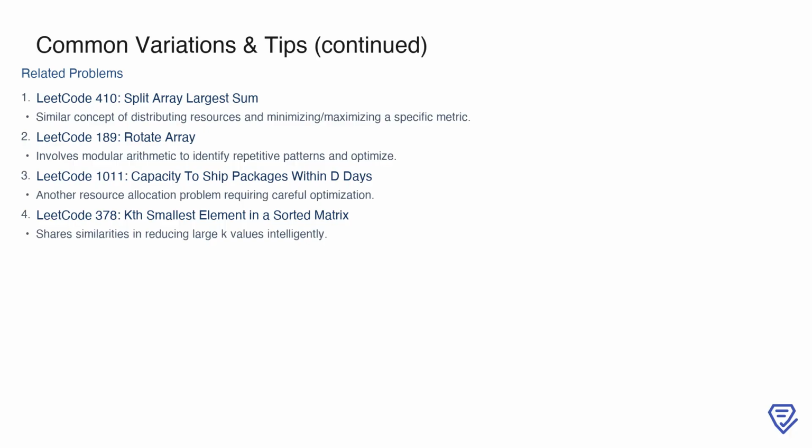LeetCode 189, Rotate Array, uses modular arithmetic to identify repetitive patterns, making it conceptually related. Another example is LeetCode 1011, Capacity to Ship Packages Within D Days, which also requires optimizing resource allocation under constraints. Finally, LeetCode 378, Kth Smallest Element in a Sorted Matrix, shares the concept of reducing large k values intelligently to simplify the solution. Practicing these problems can enhance your understanding of how modular arithmetic and optimization techniques apply across different scenarios.